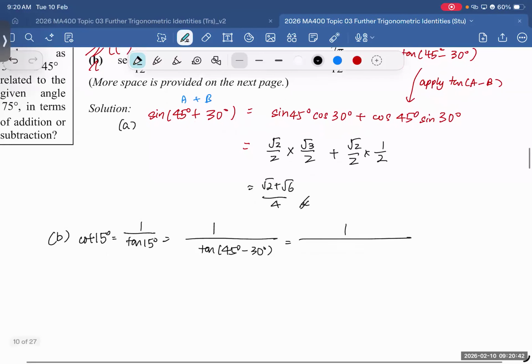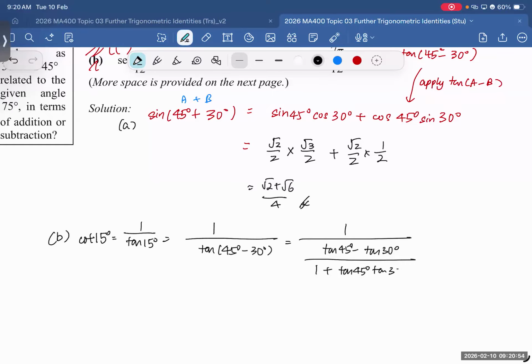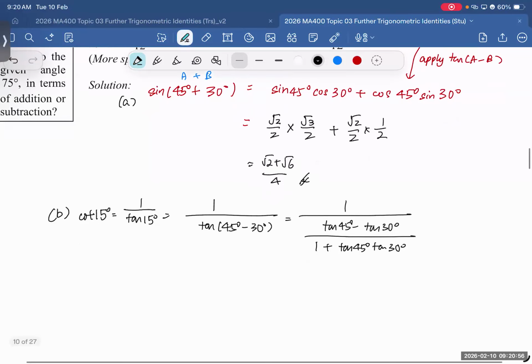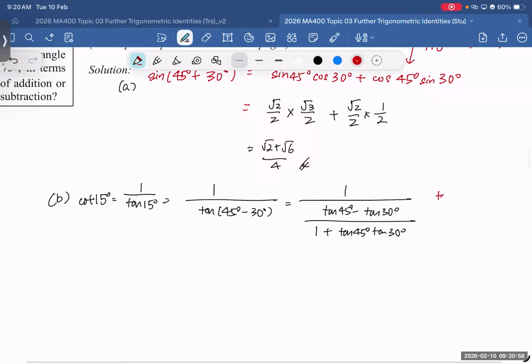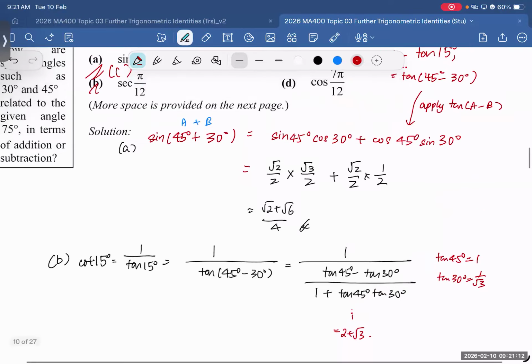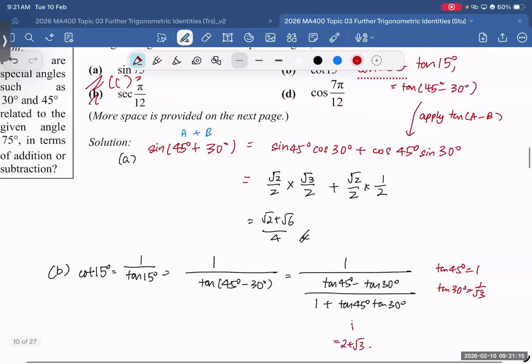Tangent A minus tangent B over 1 plus tangent A tangent B. So tangent 45, you must remember, equals 1. What is tangent 30? 1 over square root 3. Work this out, we should get 2 plus square root 3. Okay. C. C is secant.